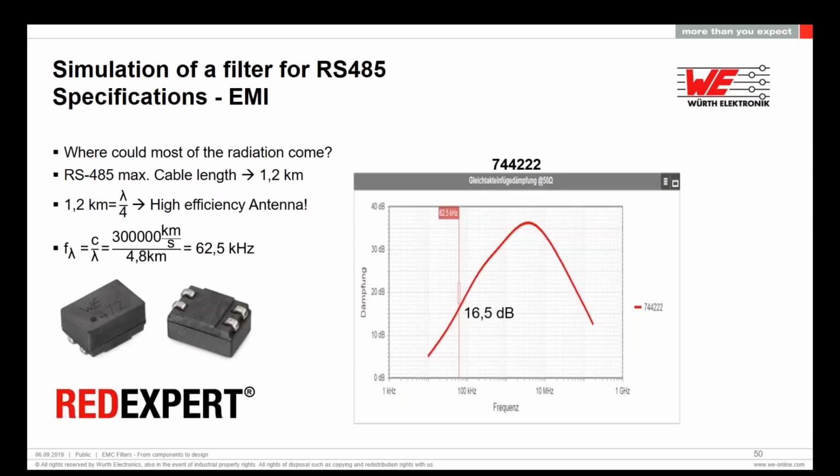So we made a small simulation of a filter, and this simulation was done with a signal filter. Why is that? Because in the simulation of a signal filter, we could take an example with fixed impedances, and the calculation gets, I don't know if easier or more complex, but we already have some values which are fixed, and for this half hour training, it was important to have some fixed values. So we are basically talking about an RS485 interface, and we have a maximum cable length of 1.2 kilometers in this standard. So 1.2 kilometers means we have a high efficiency antenna around 62.5 kilohertz. So we wanted to look for a common mode choke with already a good attenuation at least at this 62.5 kilohertz.